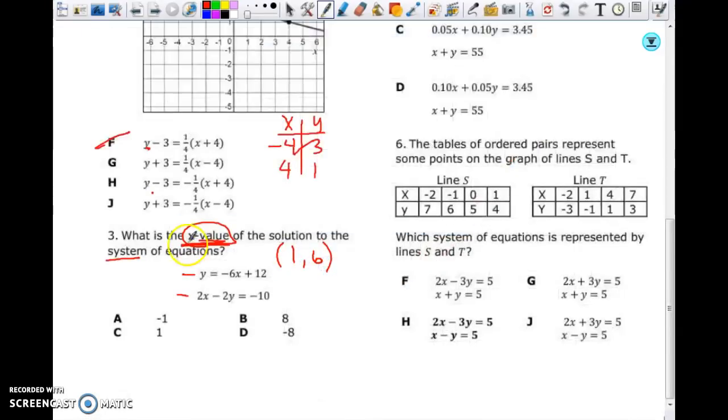All right, but pay attention. They're asking for the x value, so which one is it? Go on ahead and circle your answer.